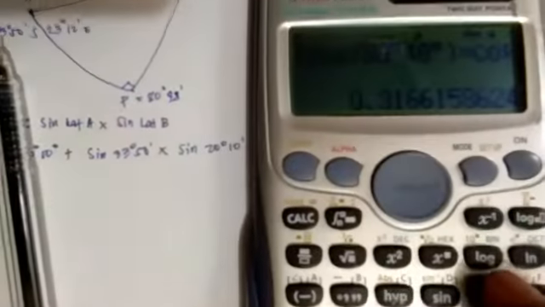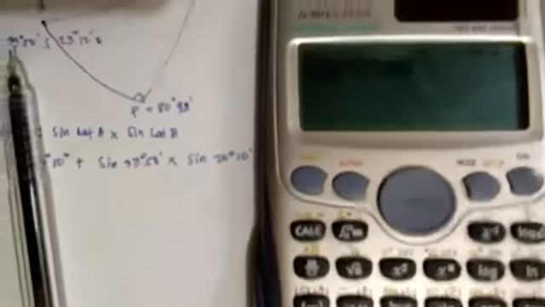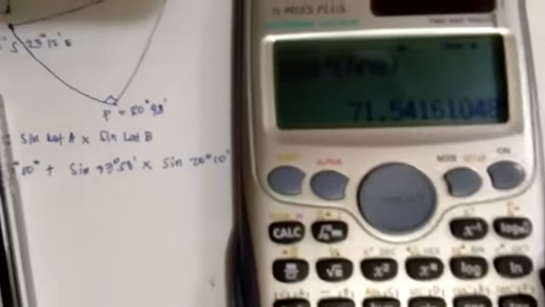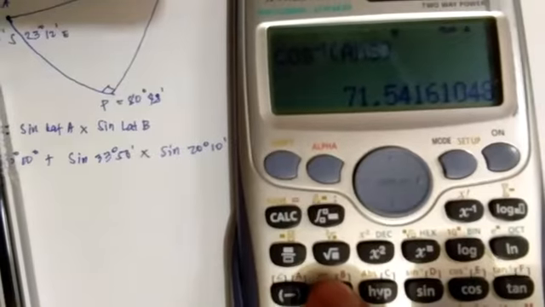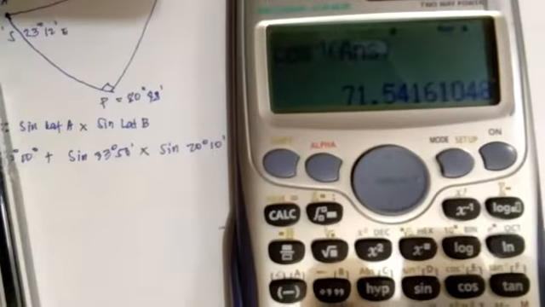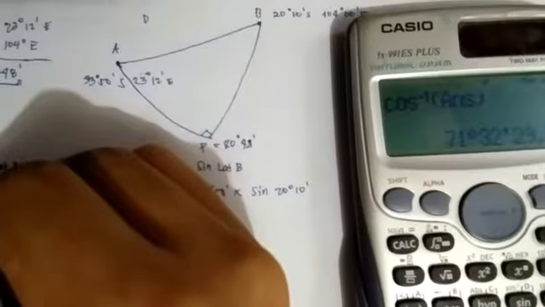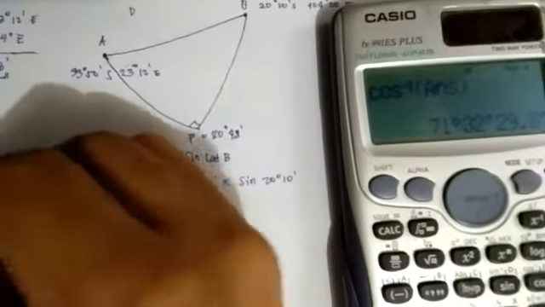Next, to be able to get the degrees, we need to inverse. So shift cos, and the answer. So we will get 71.54. We press this to get the degrees. So we will have now 71 degrees, 32.5 minutes.